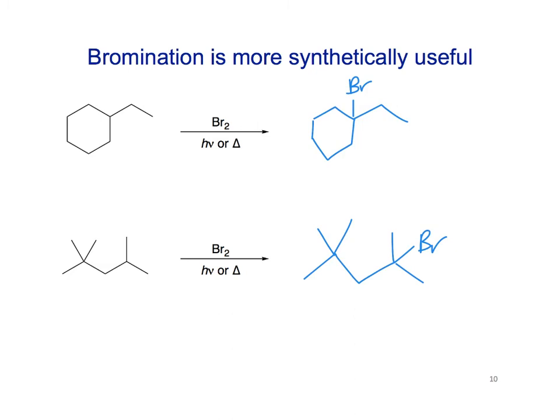Why doesn't it go over here? That looks like the most highly substituted position. Yeah, there's no hydrogen there, right? So we can't abstract a hydrogen and generate a radical. Okay?